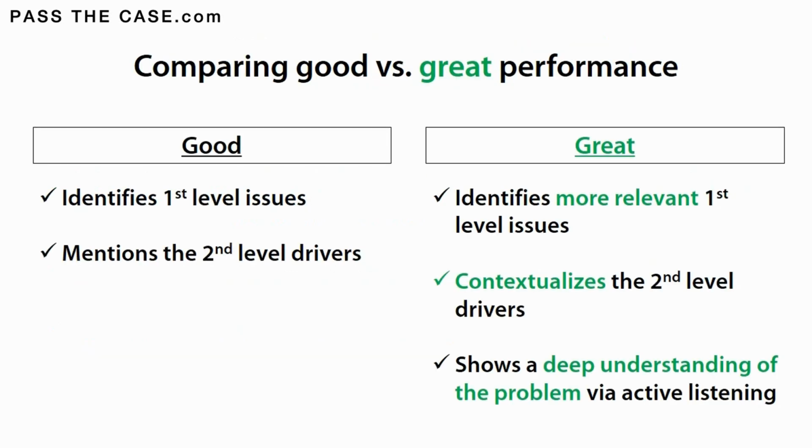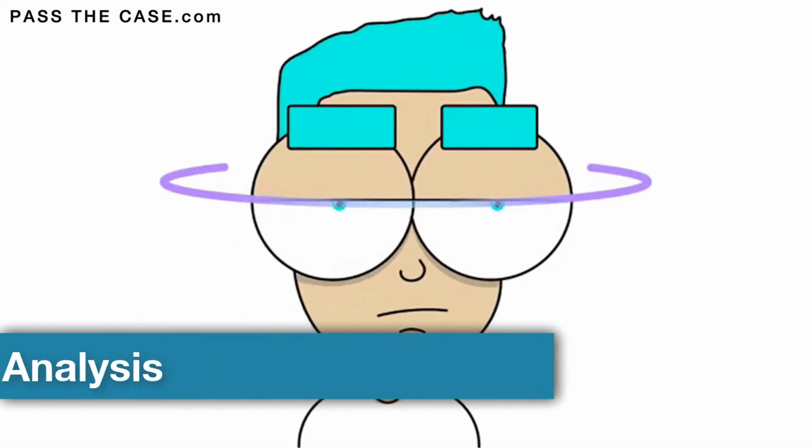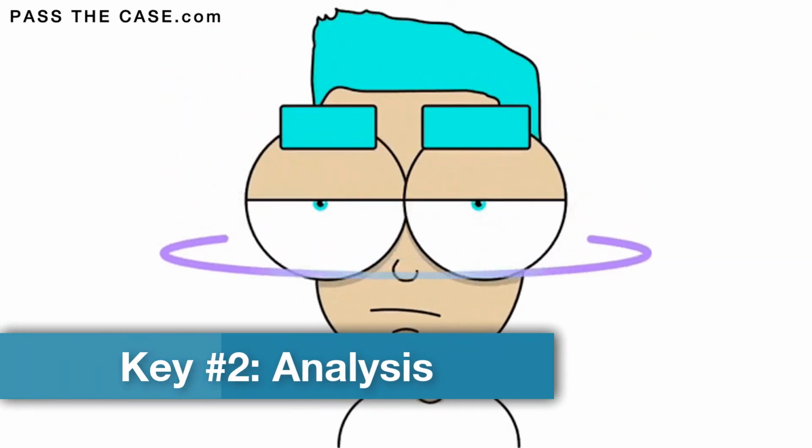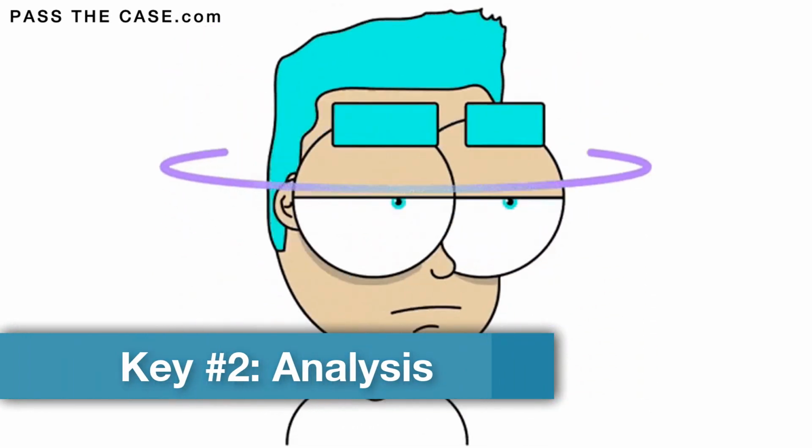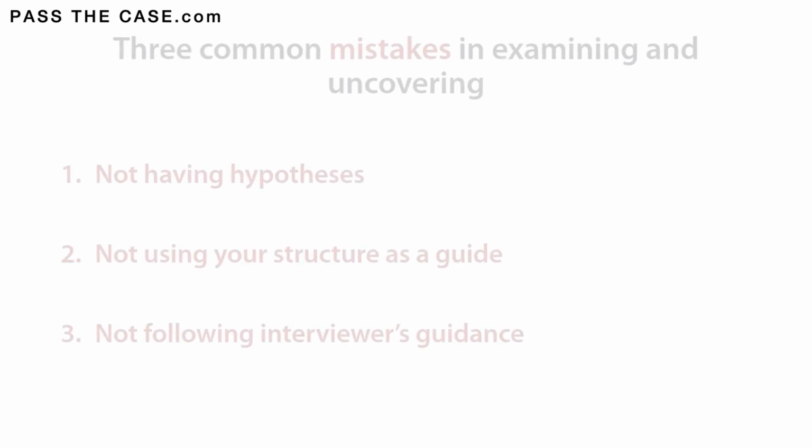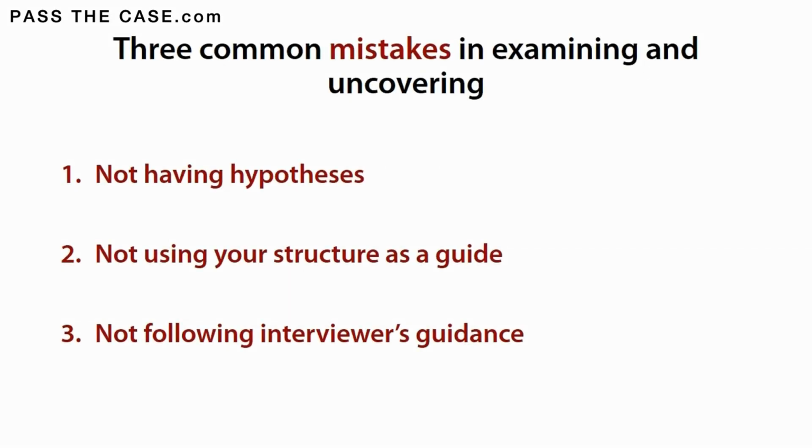Now that you have the three strategies of how to create a great case structure, it's very important that you understand the difference between good versus great performance on this dimension. I found that candidates typically make three types of mistakes in the examining and uncovering part of the case.